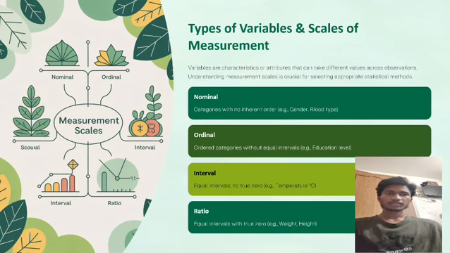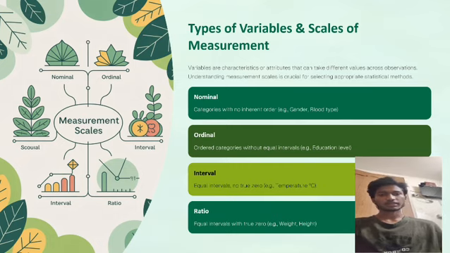Types of variables and scales of measurement. Variables are characteristics or attributes that can take different values across observations. Understanding measurement scales is crucial for selecting appropriate statistical methods. Nominal: categories with no inherent order.